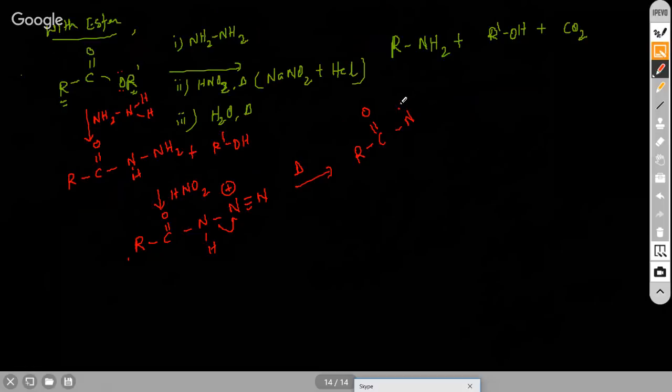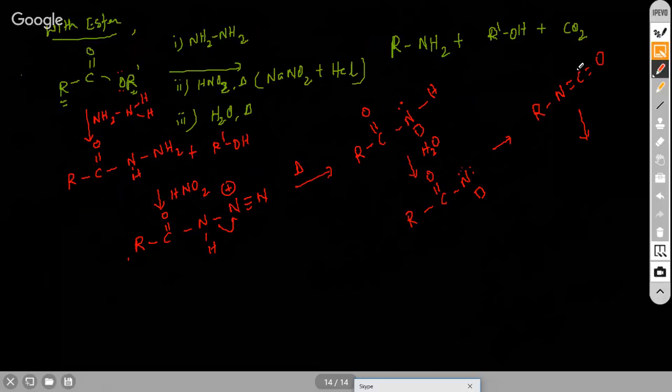So we'll have one lone pair, one H, and the vacant P orbital. In this again, what happens? H2O takes H plus, forms H3O plus, and we'll get the lone pair again. So that will be R-N double bond C double bond O with two lone pairs and one vacant p orbital. Then isocyanate forms, RN double bond C double bond O. And from this, again the reaction is same.